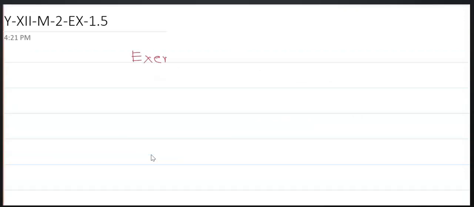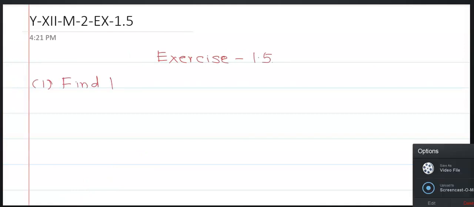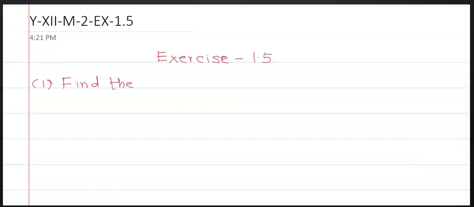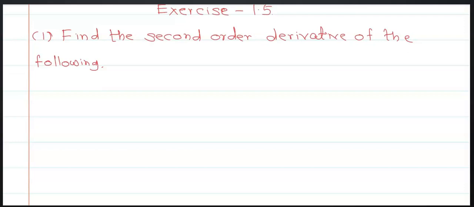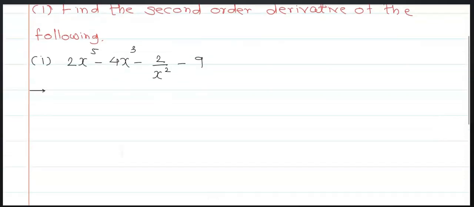And now we'll start the exercise 1.5. This is the last exercise. Question number 1. Find the second order derivative of the following. First, y is equal to 2x raised to 5 minus 4x cubed minus 2 upon x squared minus 9.